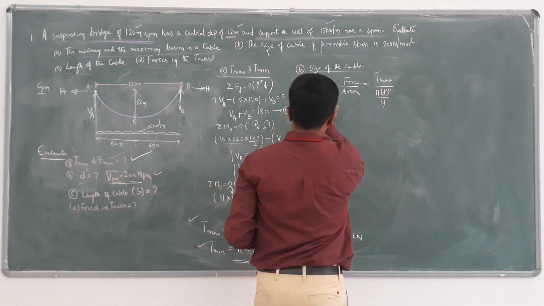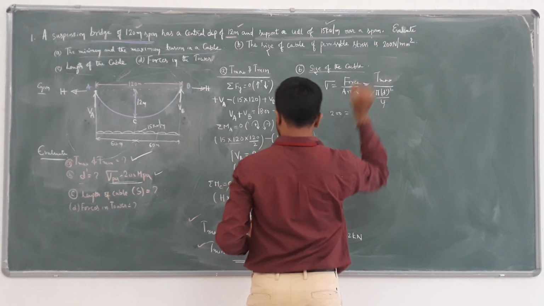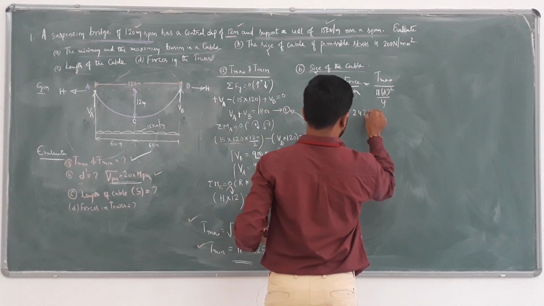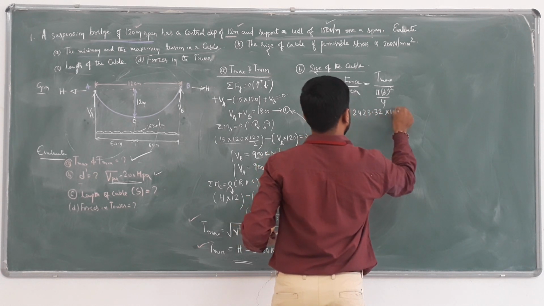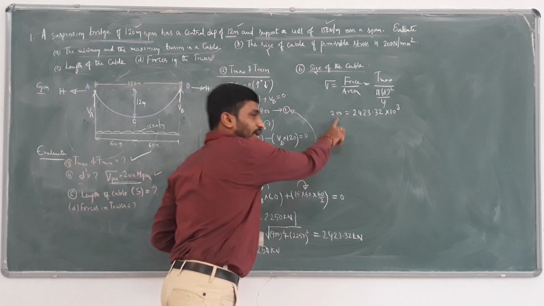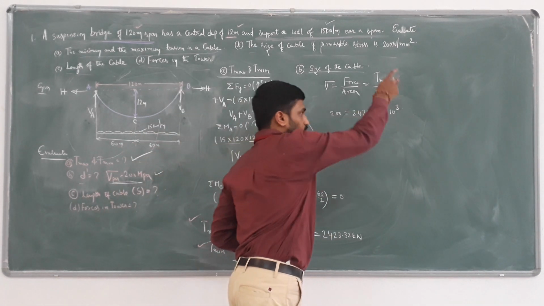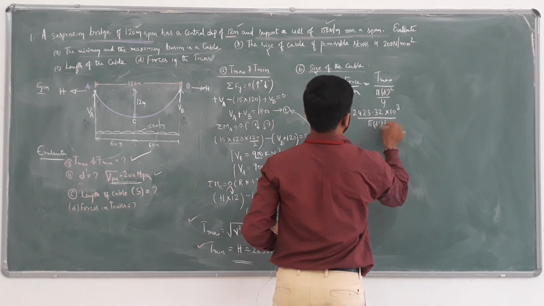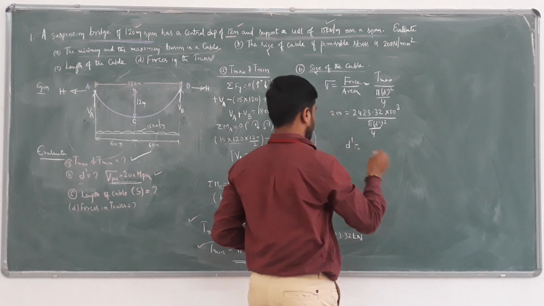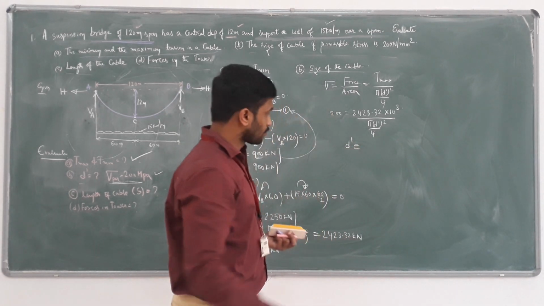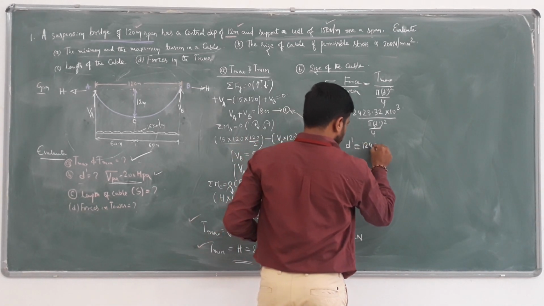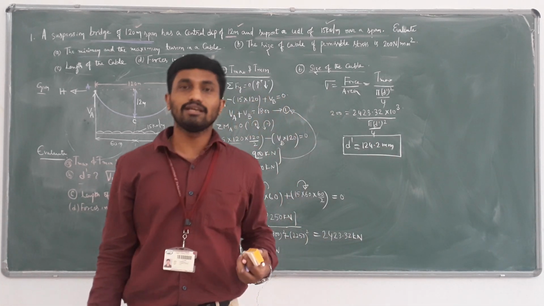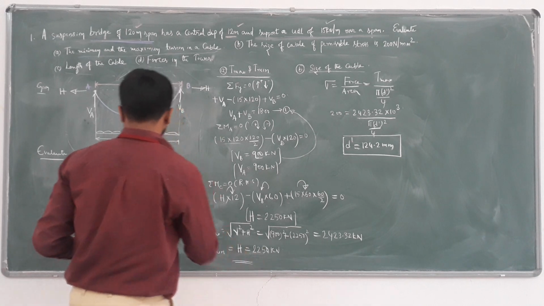Okay, so now I know the stress is 200. I know T max: 2423.32 kilonewton. Convert it into Newton, because the stress is in MPa, Newton per mm square, and here it's in kilonewton. Convert it into Newton, divided by pi d dash square by 4. Compute d dash, taking millimeter. What is the value of d dash? 124.2 mm. This is the diameter required for the analysis.